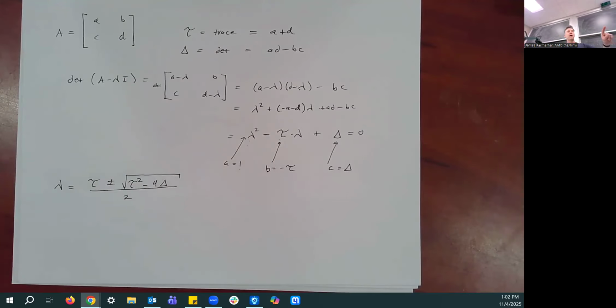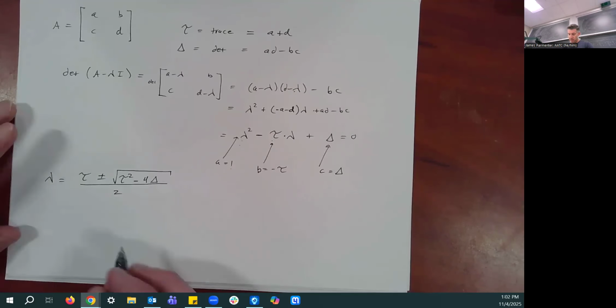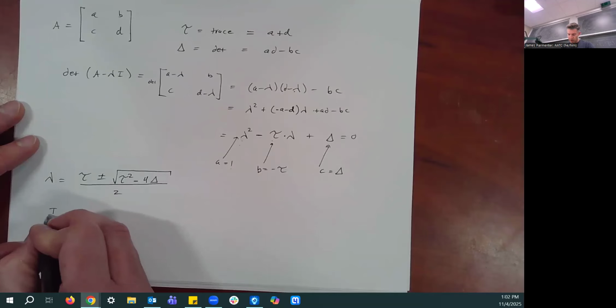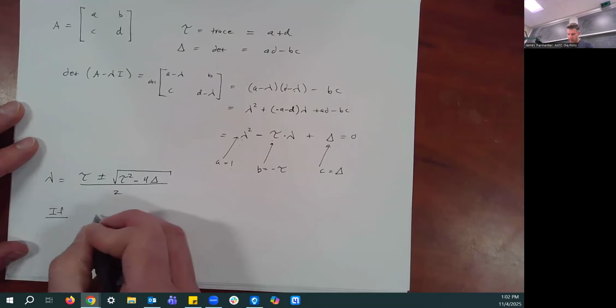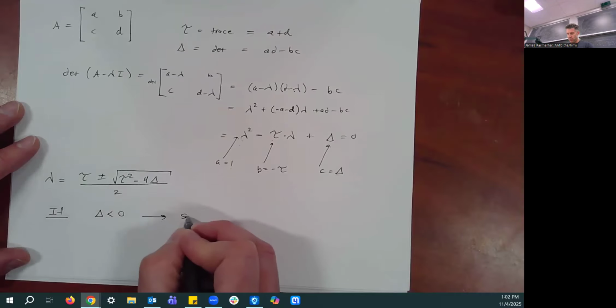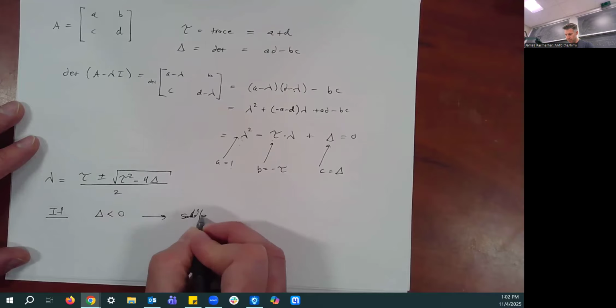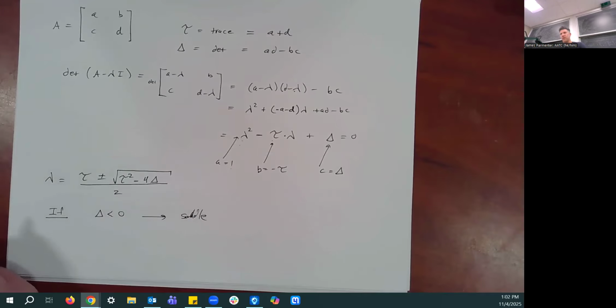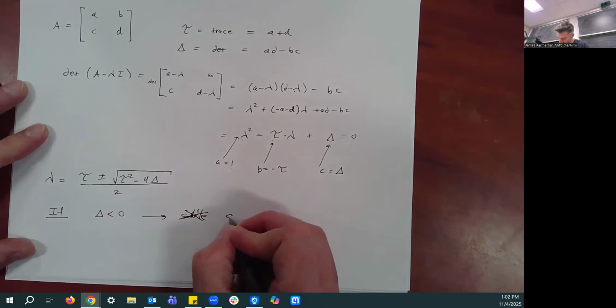Knowing the trace and the determinant and how they compare to each other tells you everything about analyzing the stability of the origin. So check this out. First of all, if your determinant is negative, saddle every time. Wow, could I have written the word saddle any worse? Maybe, but that's a pretty good attempt there. Let's try that one more time. Saddle.